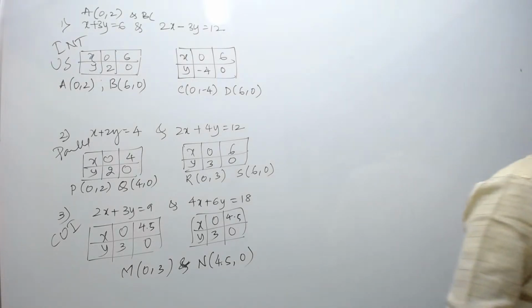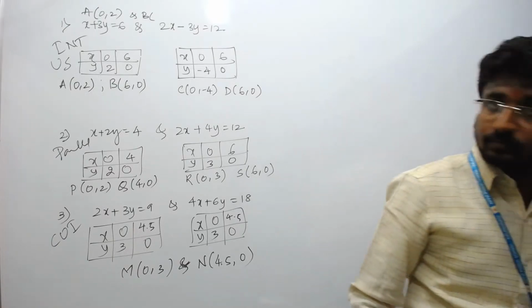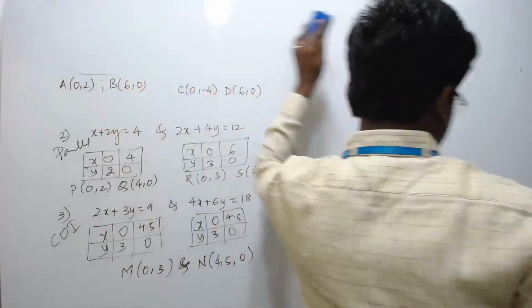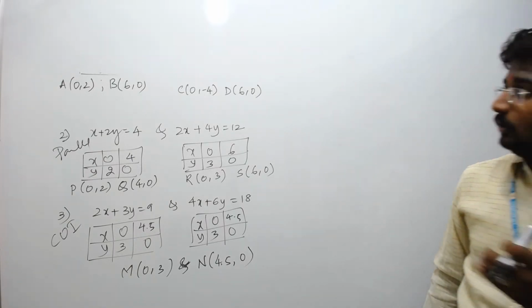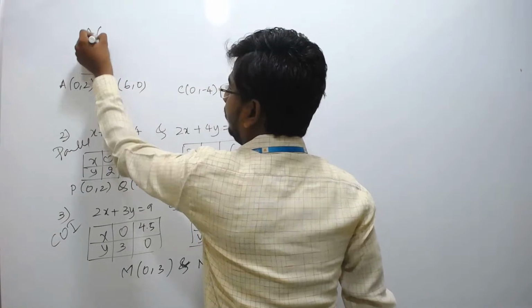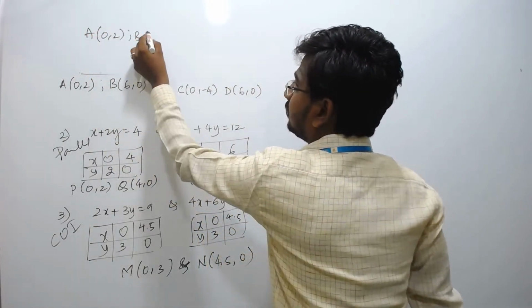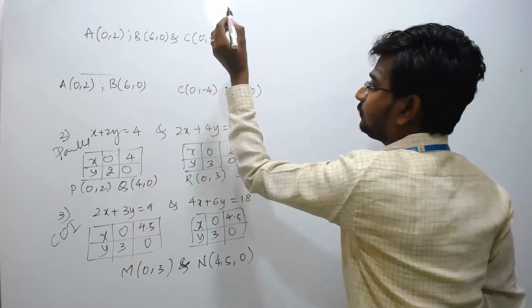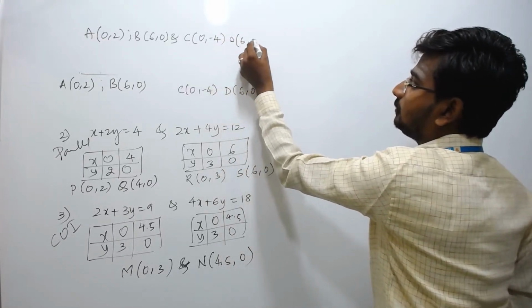Quickly complete. Till then, I will note down the points so that the graph solution will be easy for me. Draw the graph. Take scale. X-axis and y-axis, 2 centimeter equal to 1 unit. So point A 0, 2. Point B 6, 0, and point C 0, minus 4, and point D 6, 0.